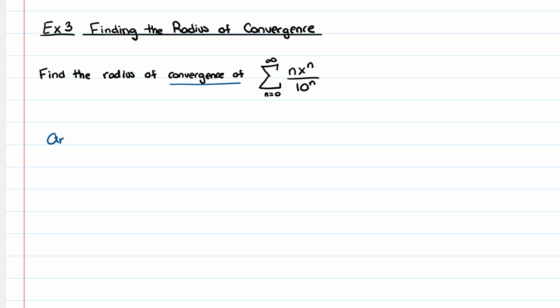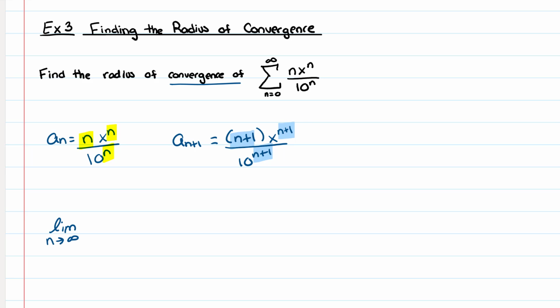So notice that a sub n is equal to n x to the n divided by 10 to the n. So a sub n plus 1 is going to be wherever I see an n, I'm just going to put an n plus 1. So again, wherever I saw an n, I replace with n plus 1. So if there's an n plus 1, you put an n plus 2. Right? You always put n plus 1 wherever you see the n. Okay, so now the ratio test says I do the limit as n goes to infinity. Throw some absolute values on that. A sub n plus 1 divided by a sub n.